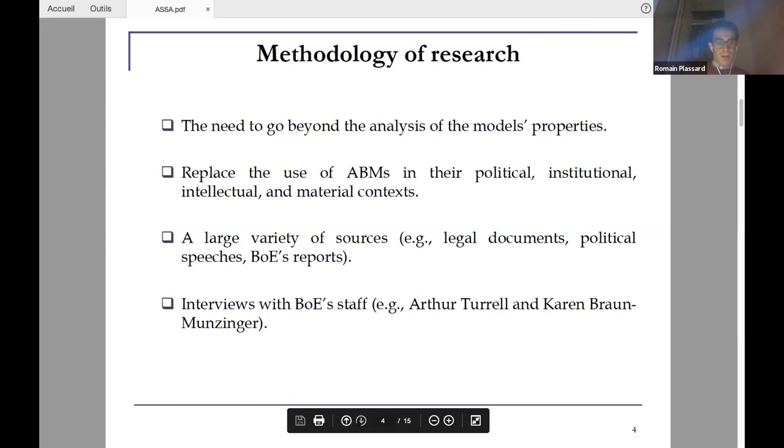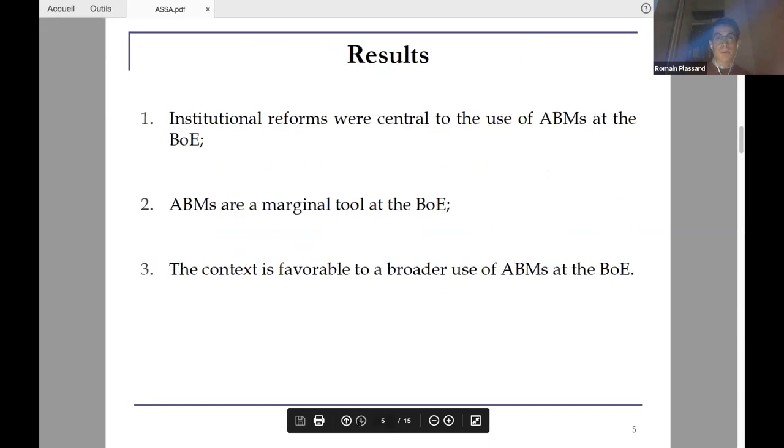Based on the data collected, I obtained three results. First, I showed that institutional reforms were central to the adoption of agent-based models. Second, I showed that so far, agent-based models have been a marginal tool at the bank. Third, I show that the context is favorable to the deployment of agent-based models at the Bank of England. The rest of my presentation will elaborate on these three results.